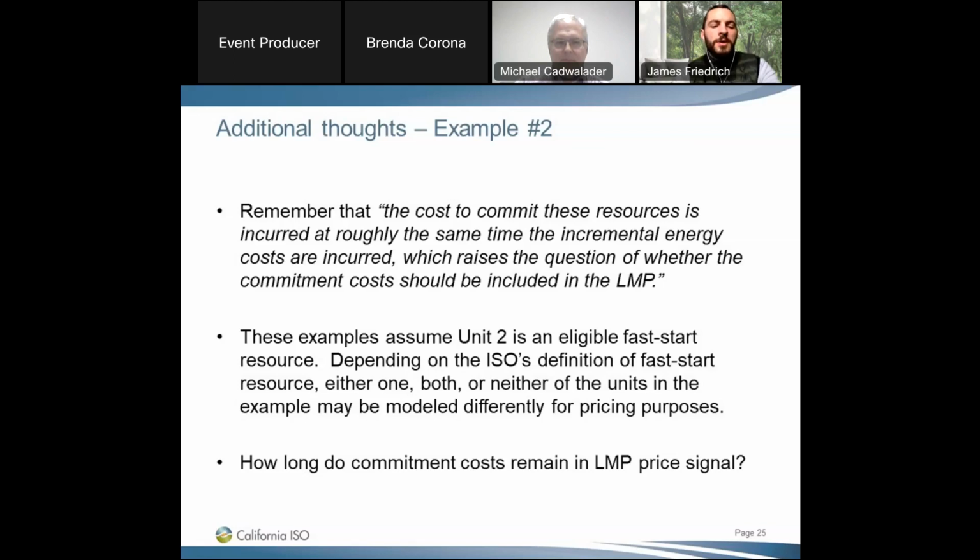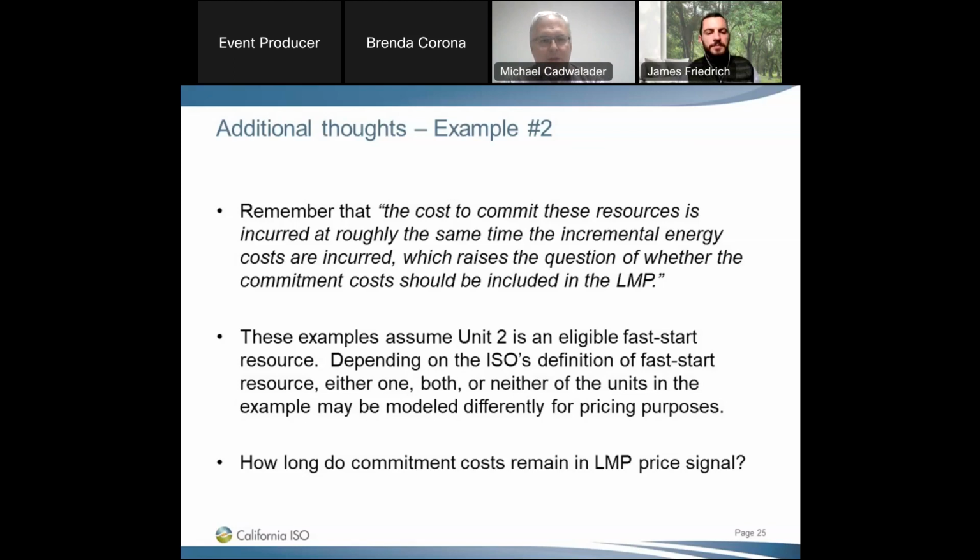But the question becomes, okay, if this resource is online for some period of time, how long, or should the commitment costs remain within the LMP price signal? I know that different ISOs have different methods for doing this, but maybe Mike can provide some insight into how the New York ISO would answer this question.